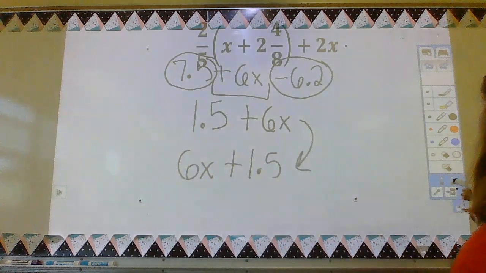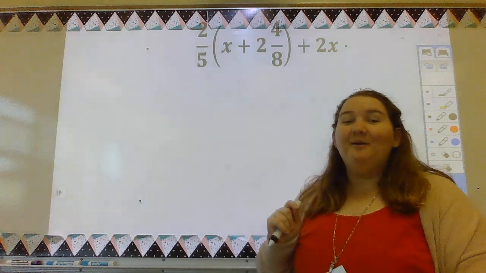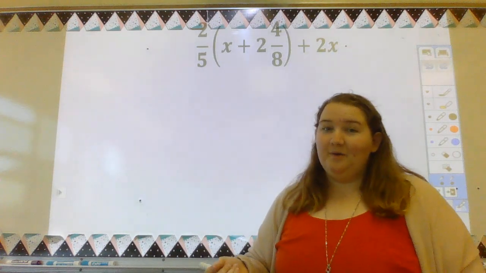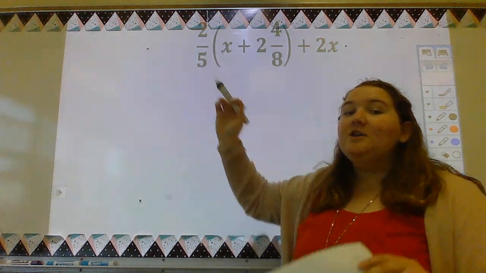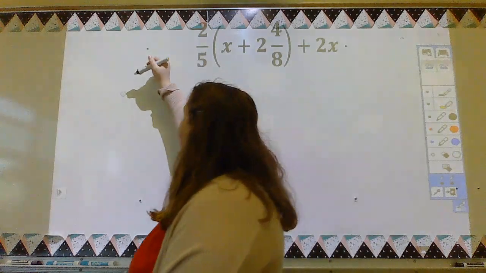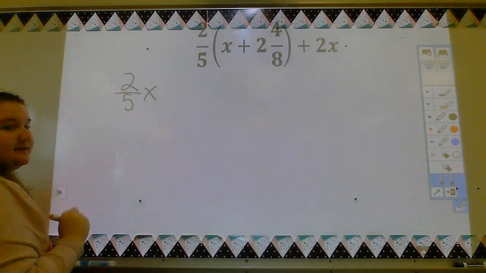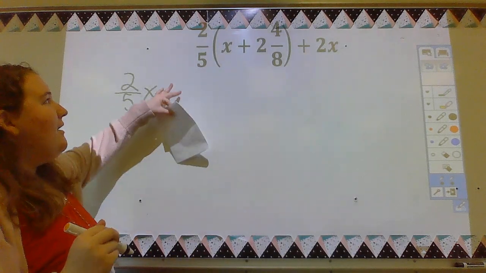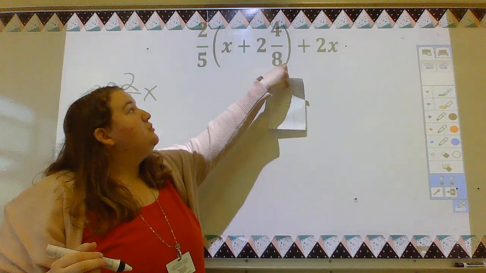Okay, last example. This one's a little bit more difficult. This one has everybody's favorite thing, fractions, okay? We still have to distribute like normal, okay? So 2.5 times x, okay? 2.5 times x is going to be 2/5 x, okay?